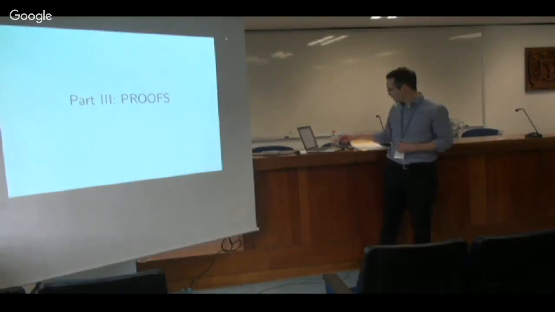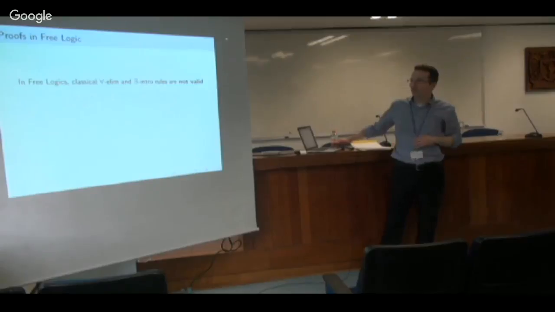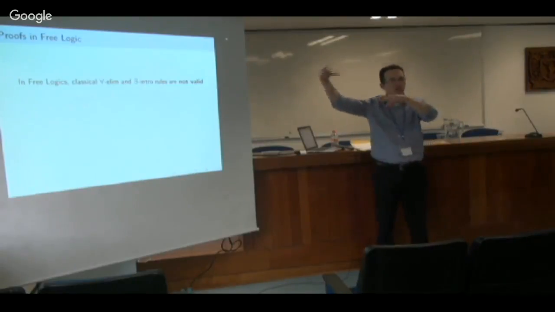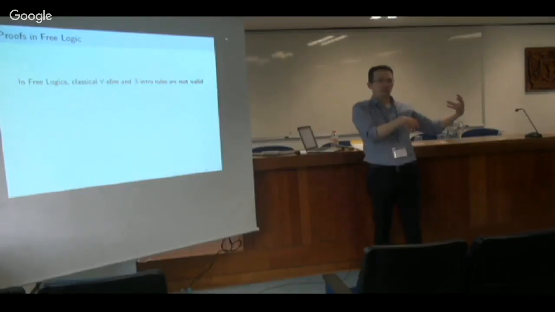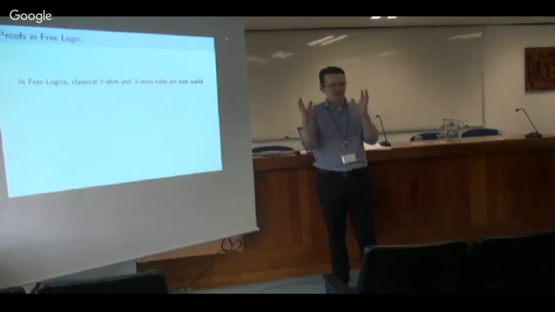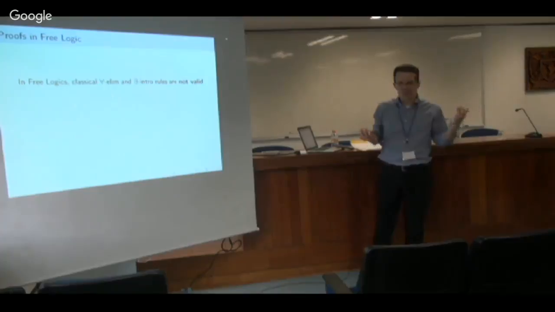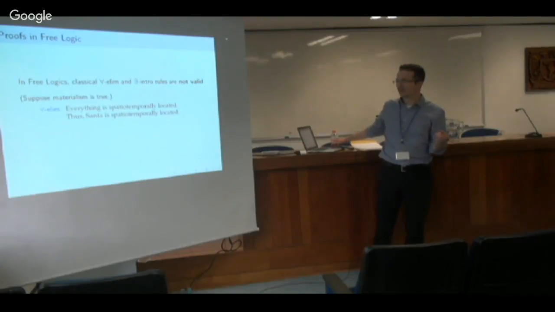Okay, what does all this have to do with proofs? Or not what does it have to do, but how does thinking about confused terms play out in terms of proof rules? So, as I mentioned at the beginning, a lot of what I'm doing is very much building on what people have already done in free logics. And just to remind you, those are the logics where the names don't necessarily denote anything, like Vulcan or Santa Claus. So in those logics, the classical universal elimination and exist introduction rules are not valid. Just to show you why that's true.